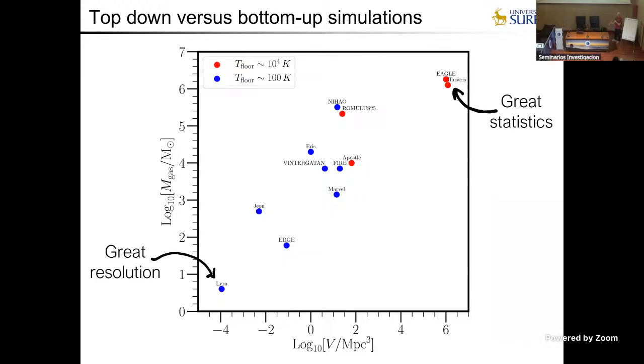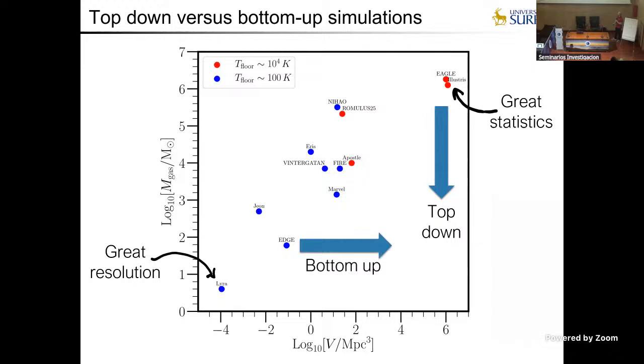Now, obviously, in an ideal world, so here we have great resolution, here we have great statistics. In an ideal world, we want to be here in this corner, right? We want great resolution and great statistics. But we can't do that yet. And in our drive to get to this corner, there's kind of two different ways we could get there, right? We could come down, so we take Eagle and Illustris, we keep raising the resolution and we march down here.